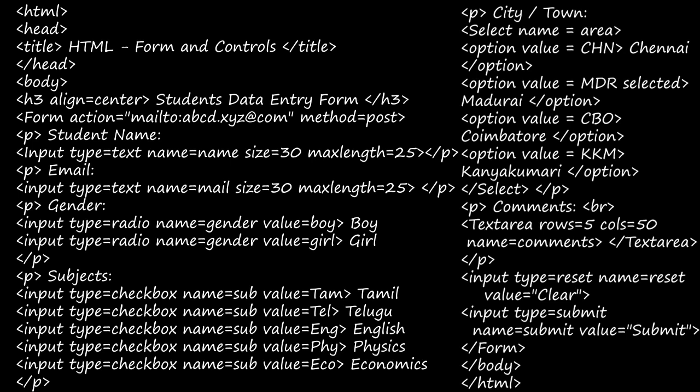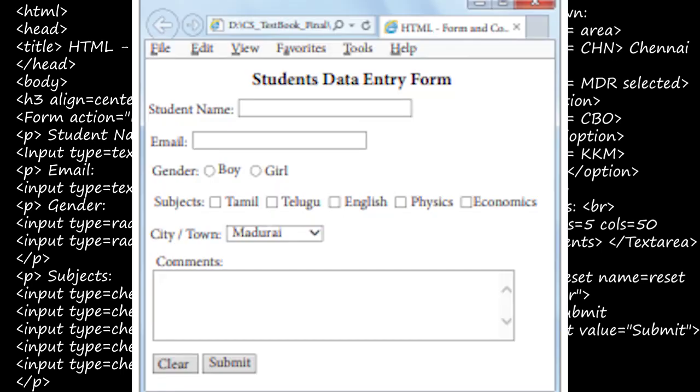And then we need a clear and submit button. For that, input type is equal to reset, name is equal to reset, value is equal to clear. Whatever value you are giving inside these double quotes will be displayed in this button, right? And the next one is input type is equal to submit, name is equal to submit, value is equal to submit. So we'll get a submit button. And then slash form. So the form tag is closed, slash body tag is closed, slash HTML tag is closed. You will get the output in this way, right?